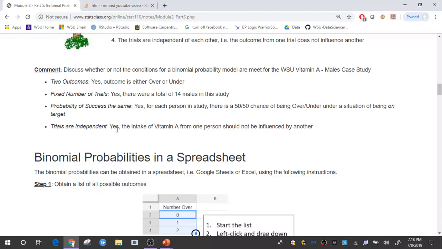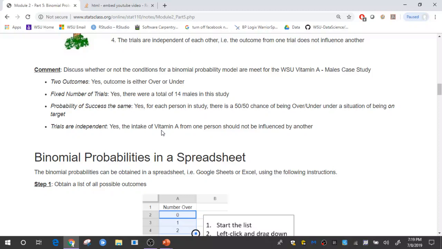So I believe that to be the case here. So what would a situation be where the trials would not be independent of one another? Let us suppose that maybe 5 of these males all lived in the same house together. So they were roommates with each other.